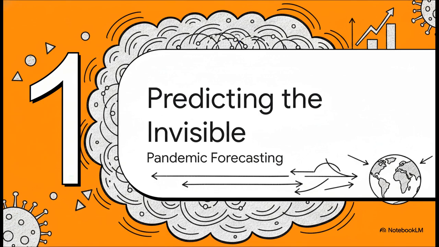All right, so let's kick things off with something we're all unfortunately pretty familiar with, trying to predict the path of a pandemic. This is a perfect case of using a model to make the invisible, well, visible.